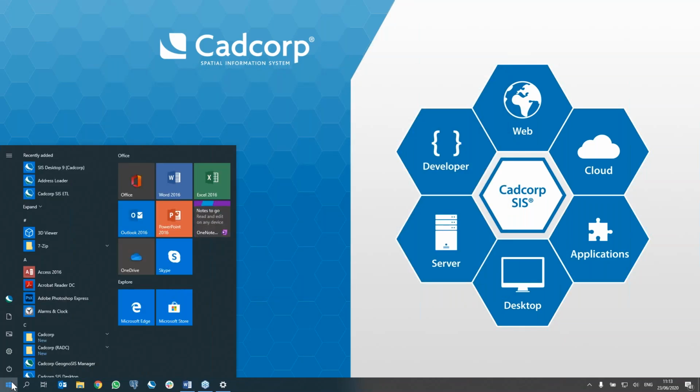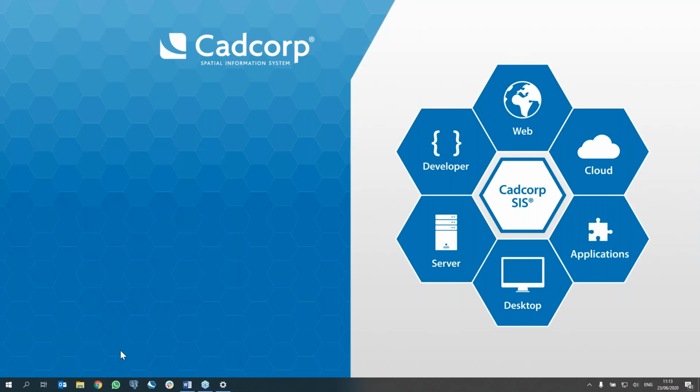If I go to the start menu, there's a new folder called Cadcorp, Remote App Desktop Connection. And within that, we've got the SIS Desktop 9 option to launch the application. You'll be asked to confirm your user account credentials one more time. And then once validated, Cadcorp SIS in the cloud will load and you'll be able to begin your work. But before I launch the application, I want to show you the second connection method.